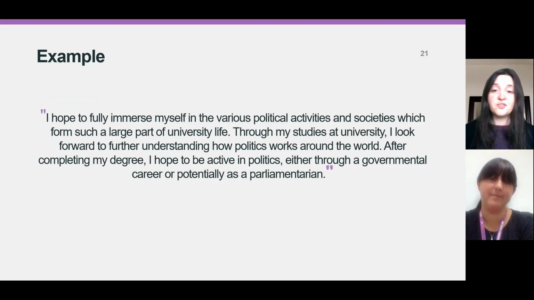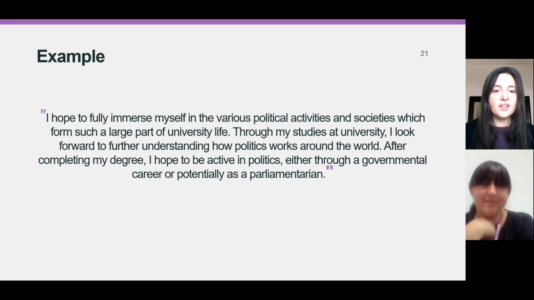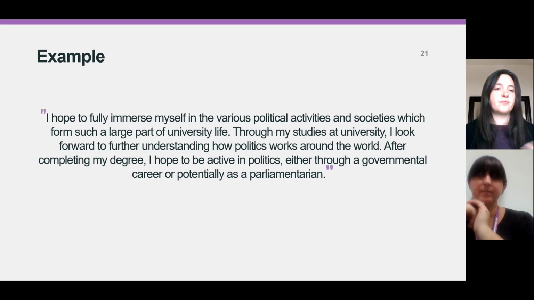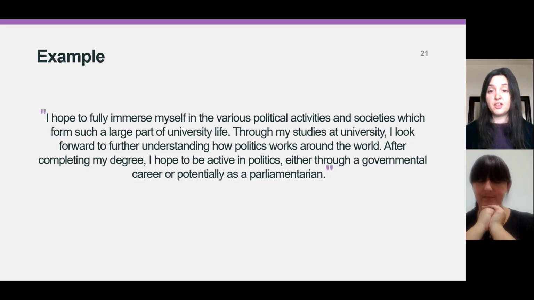So this is someone who's written a conclusion. It's just an example. There's plenty of other ways to write it. This person has said they hope to fully immerse themselves in political activities and societies, which is a big part of university life. Hopefully you've been to sessions maybe with school, or you've been to universities. You might have come to University of Hertfordshire. We've had sessions in school where we've talked about how university isn't just the course, it's all the bigger experiences you get. So it's about being part of societies, or the careers links they have, maybe study abroad, things like that.